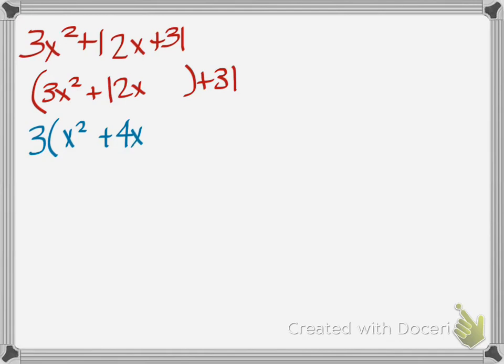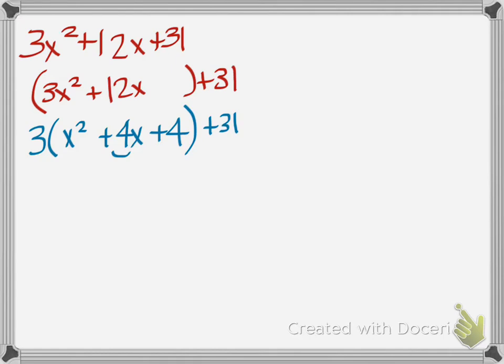Remember, we have to take half of this term, this 4, and then square it. So what is half of 4? Half of 4 is 2. 2 squared gives us positive 4. So we've completed the square here for this perfect square trinomial. And remember, we're going to keep our plus 31 on the outside.